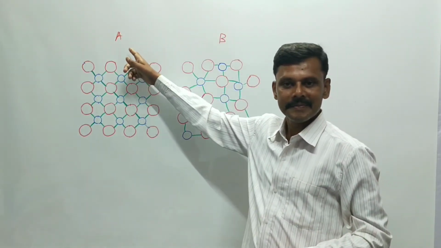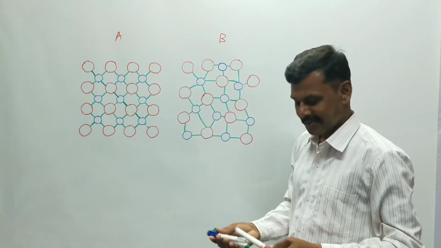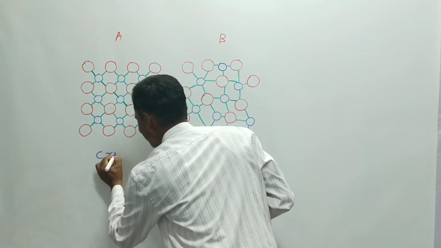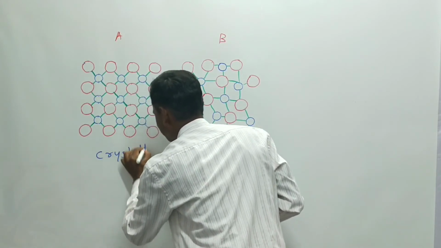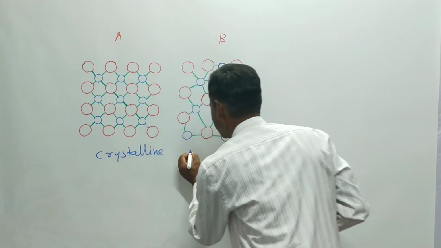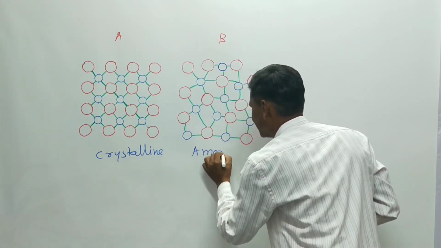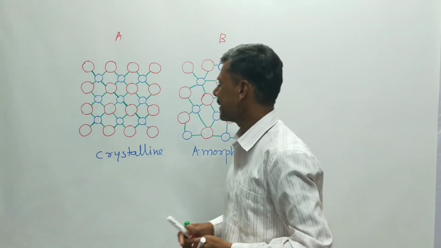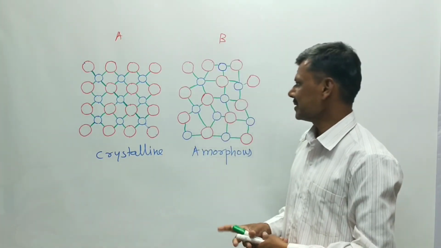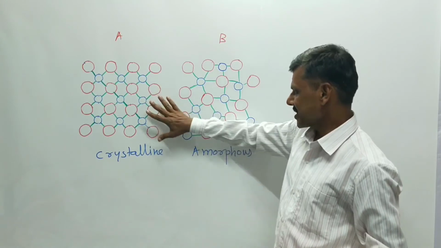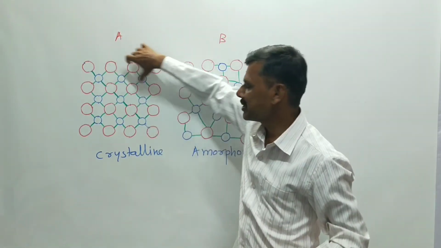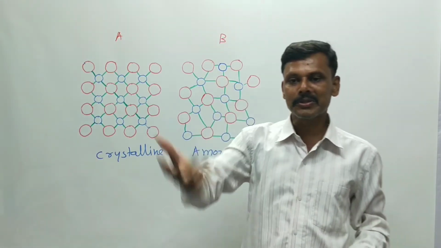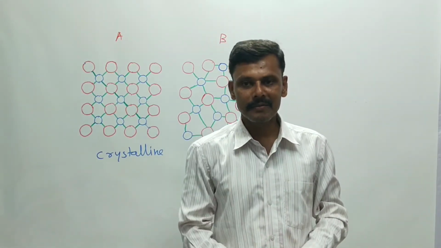So A is very good. You better understand. So A is crystalline and the B arrangement is amorphous. So in this diagram, in crystalline solid, the arrangement of particle is regular one, and here the arrangement of constituent particle is irregular one.